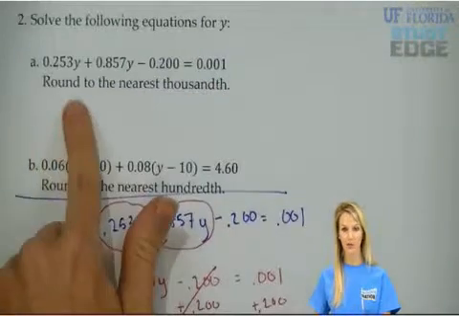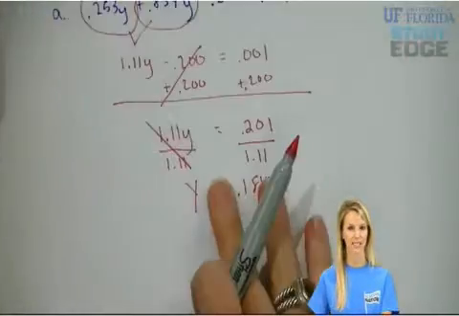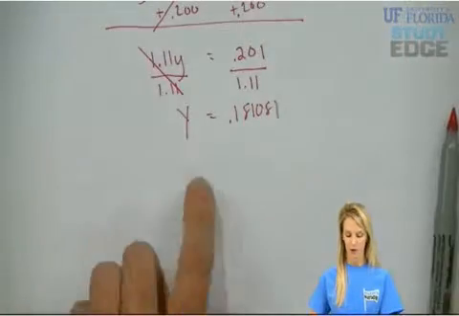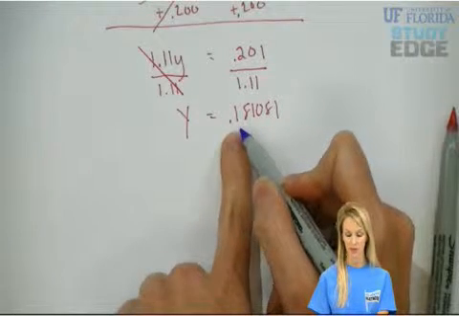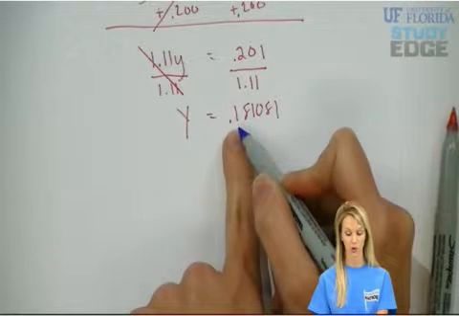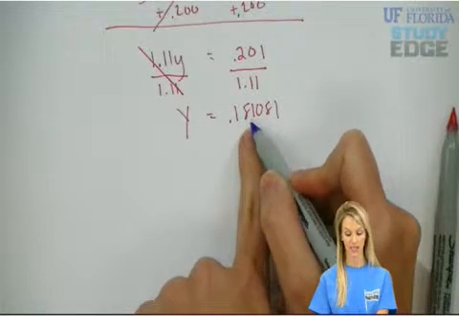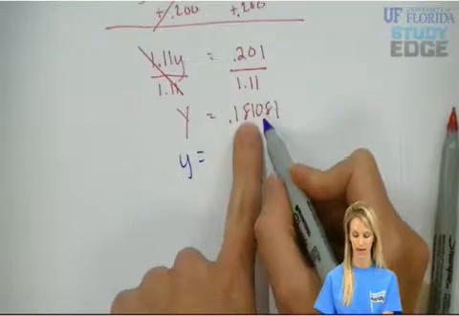But remember, part of our direction says round to the nearest thousandth. So you want to make sure that you know your decimal places. The first digit after your decimal place is your tenths. The second is your hundredths. The third is your thousandths. So we only want to have 3 digits after our decimal place. So if we only want 3 digits, what do we get?